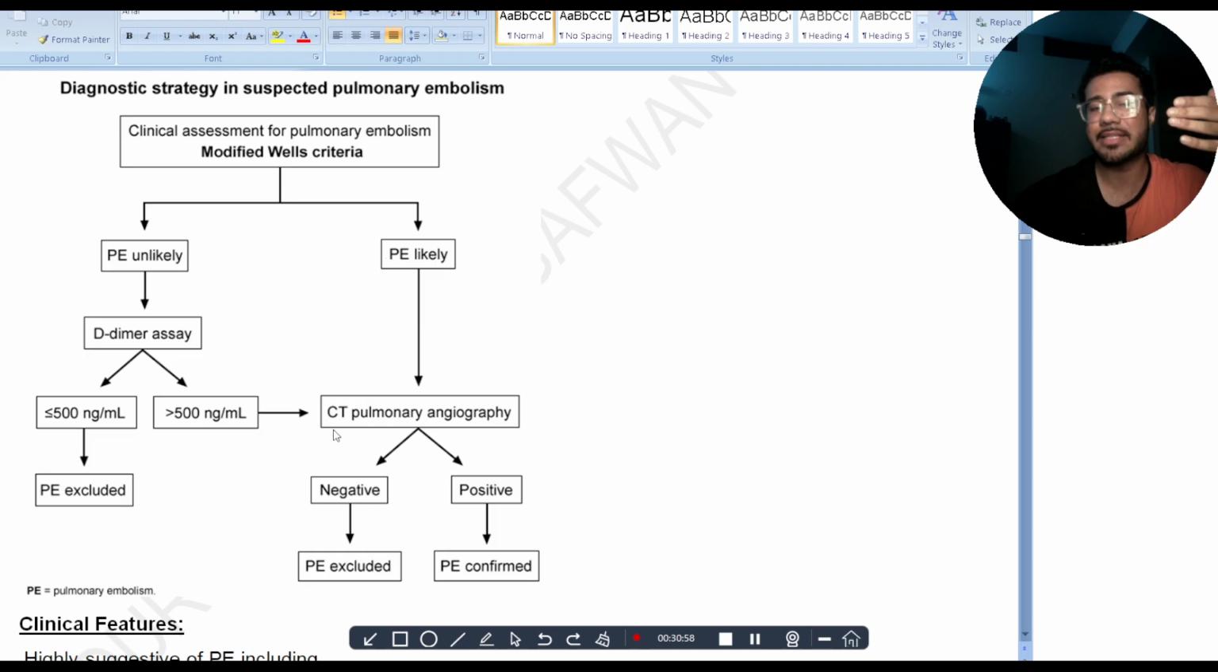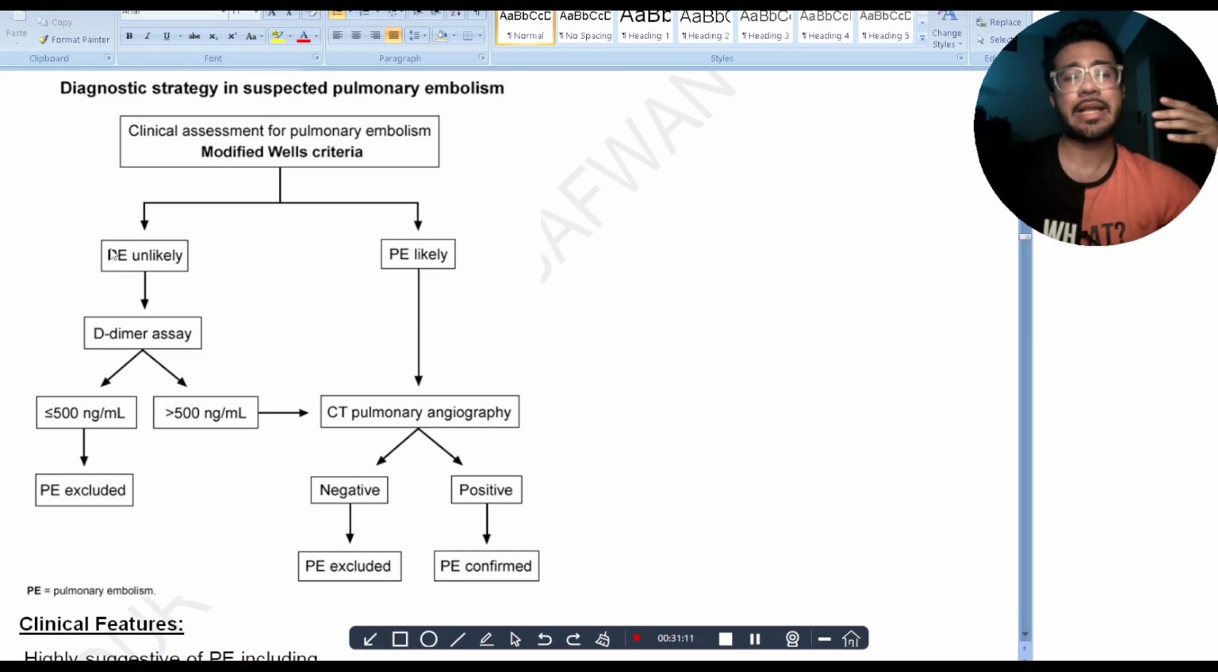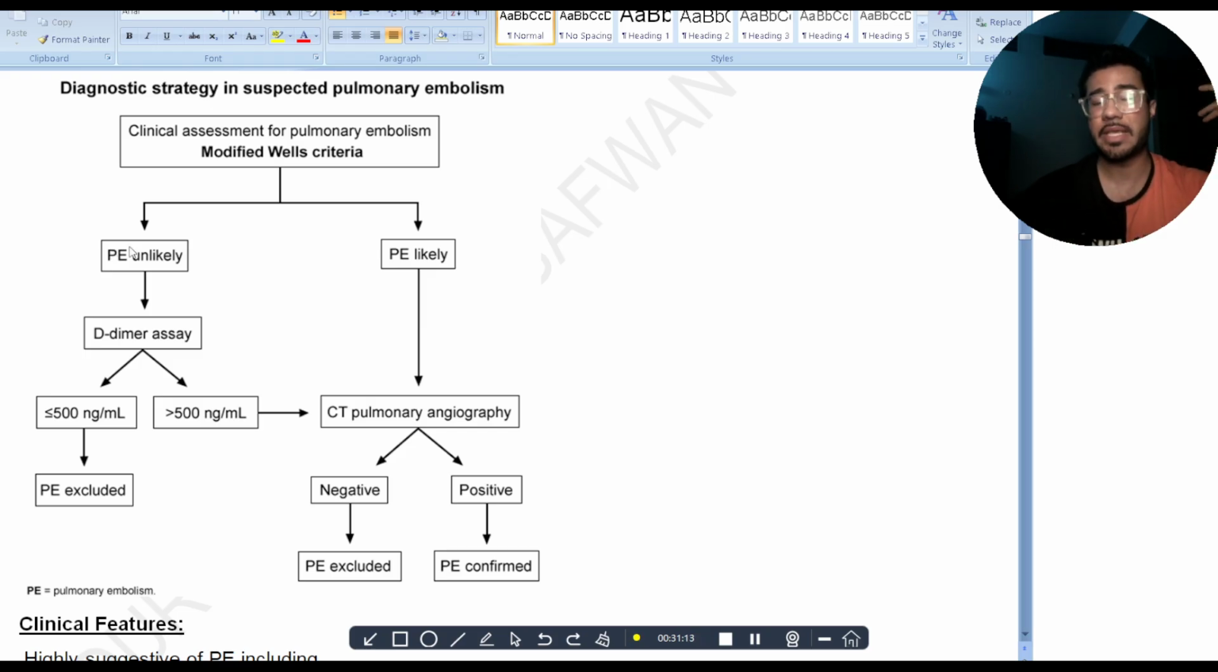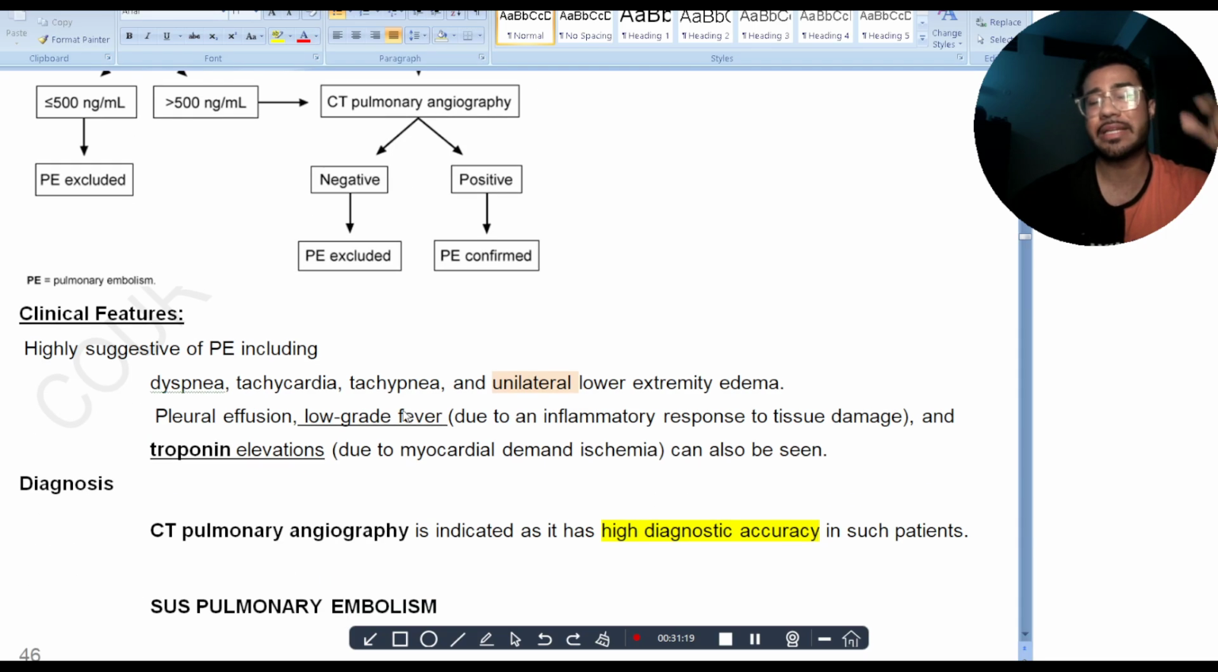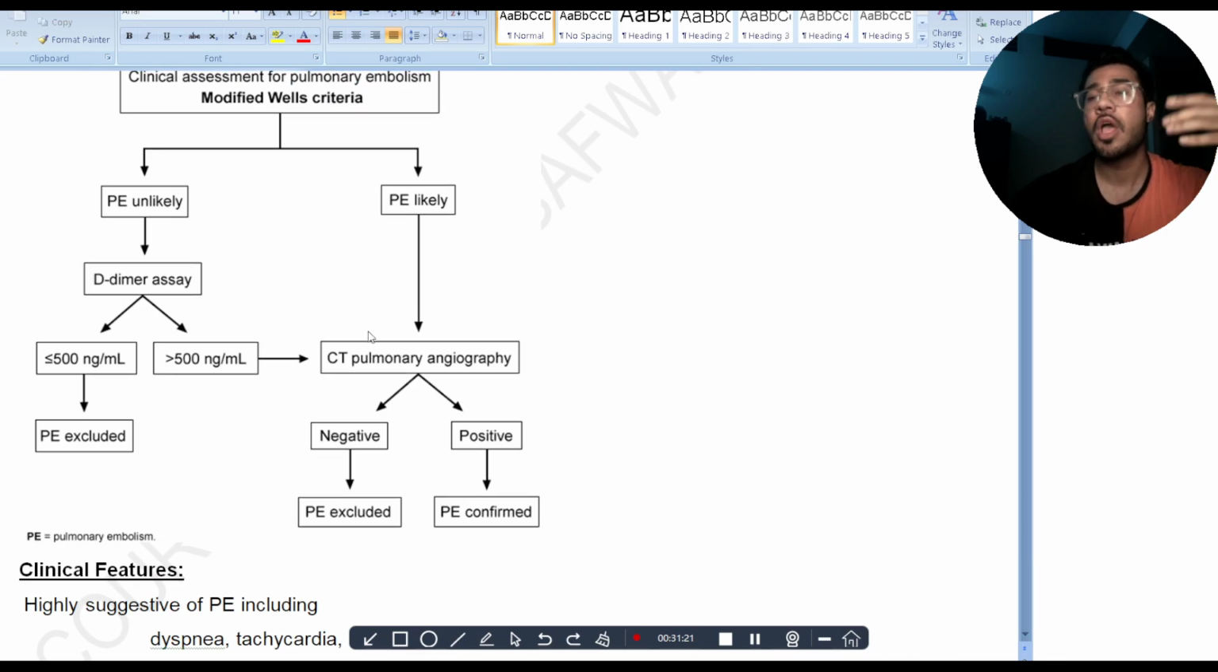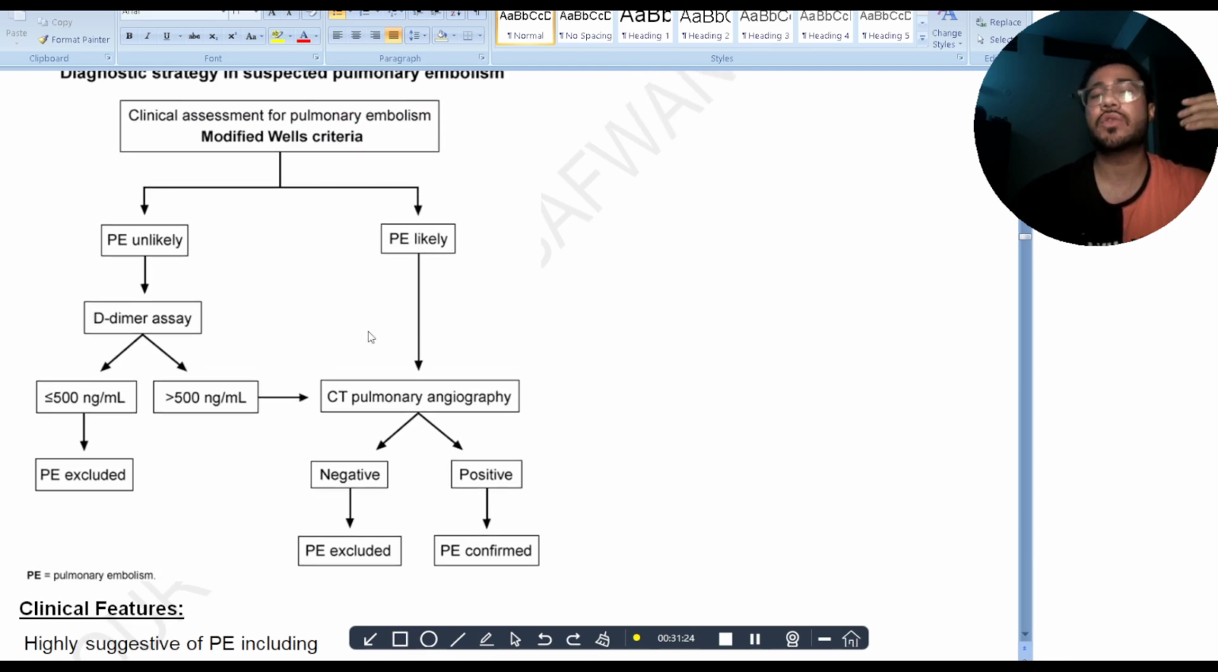So this table is only telling you that if you think that the PE is likely, you do the more definitive testing, that is CT pulmonary angiography, where you inject the dye into the vasculature and it shows you the obstruction in the pulmonary vasculature. And if it's unlikely, you just do a D-dimer first in order to make sure that the diagnosis is pointing towards PE. And if the D-dimer level is more than 500, you do the accurate testing. But this flowchart does not show you anticoagulation. That also comes into play.